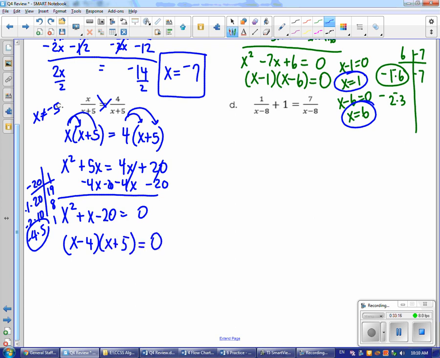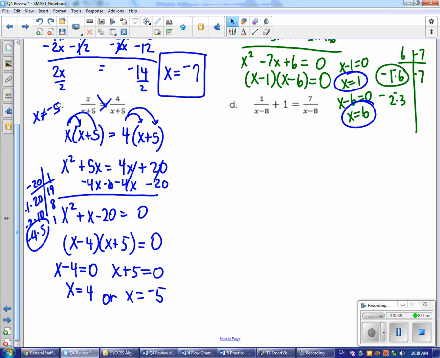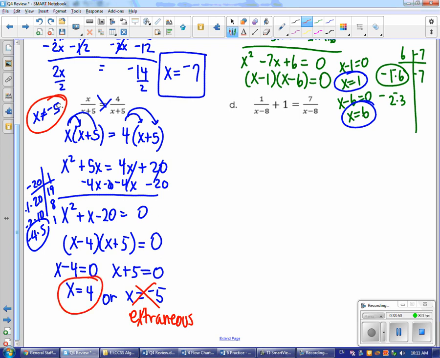And again, I'm just going to use my 0 product property. If I'm multiplying two things and I get 0, then one of those quantities has to be 0. That's the only way that'll happen. There's no way that I can multiply two numbers that aren't 0 and end up with 0 as my product. If I add 4, I'm going to get that x is 4, or that x is negative 5. But remember, we said at the beginning of the problem that x can't be negative 5 because it would leave us with a 0 in the denominator, and that's not allowed. So this is extraneous. The only solution that works would be x equals 4.